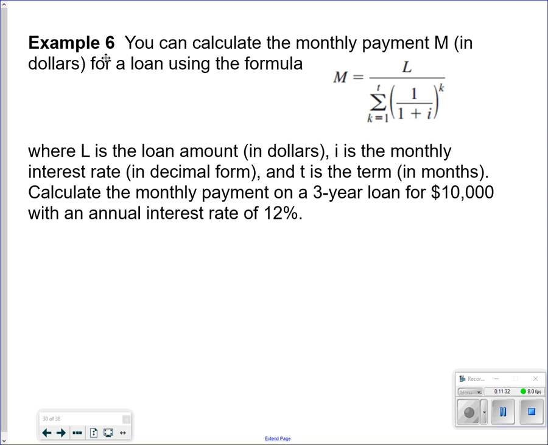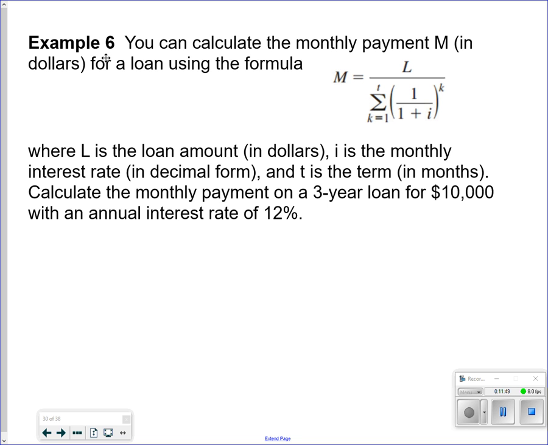Now, this one is pretty complicated, and some of you are probably going to ask me, where in the world am I ever going to need to know this? And here is actually the real-world application of this. You're going to calculate the monthly payment M in dollars for a loan using this formula. L is the amount of the loan, so how much money.